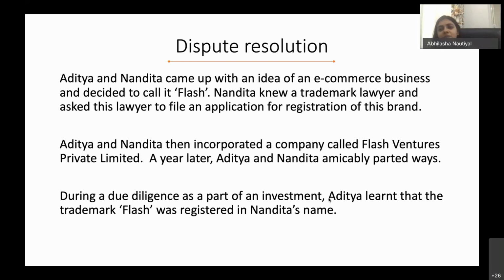So the company has been using this brand, Aditya has been using this brand, but the registration stands in Nandita's name. Now, at this time, what are Aditya's options? Because the investor wants him to ensure that the company owns the brand. Any thoughts? What should Aditya do at this time?